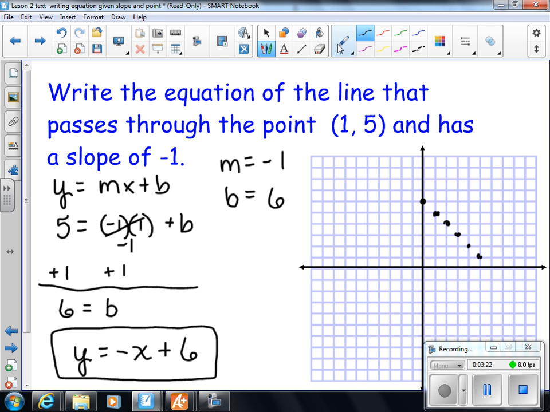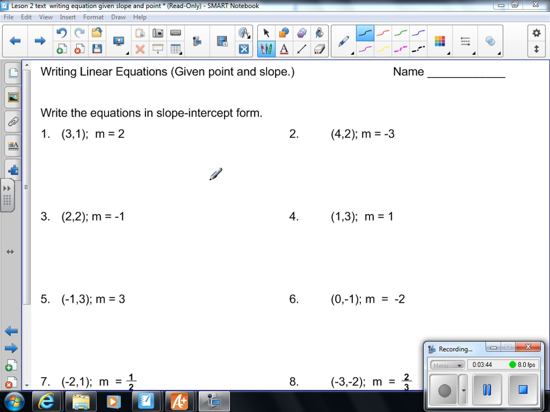All right, now that shows you where our y-intercept is, at 6. 0, 6. 1, 2, 3, 4, 5, 6. Okay, so that is our b. So see how it works? And once I get my point and my slope, I have to find the y-intercept. Okay, let's look at some practice problems now.